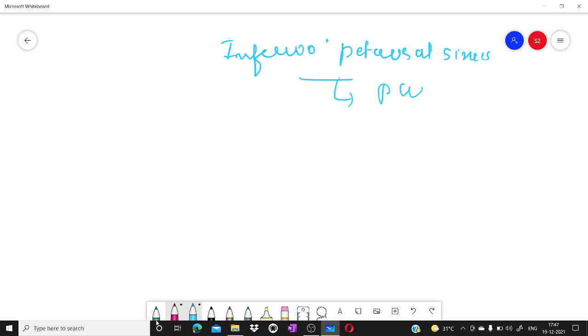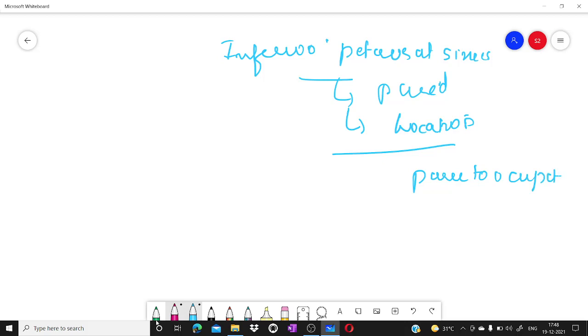Now a few words about the inferior petrosal sinus. It is also a paired dural venous sinus. So right and left inferior petrosal sinus is there. What is the location? It is located on the petro-occipital fissure. So what is the importance of this inferior petrosal sinus?